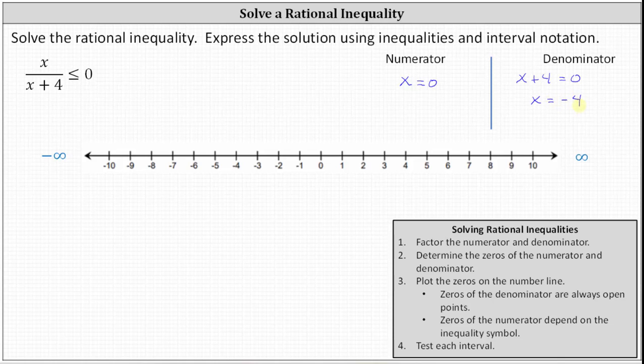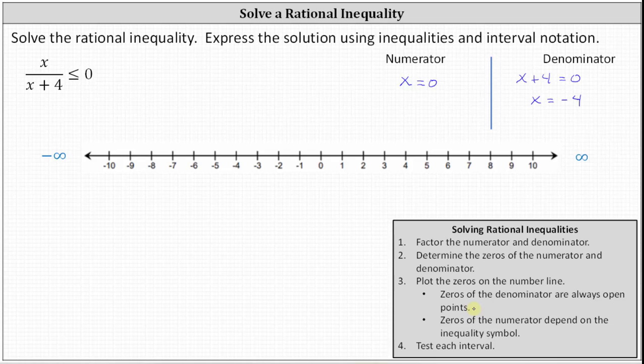Now that we have the zeros, step 3, we plot the zeros on the number line. Zeros of the denominator are always open points because that is where we have division by 0, which is undefined. The open point excludes that value as a possible solution. And the zeros of the numerator can be open or closed points based upon the original inequality.